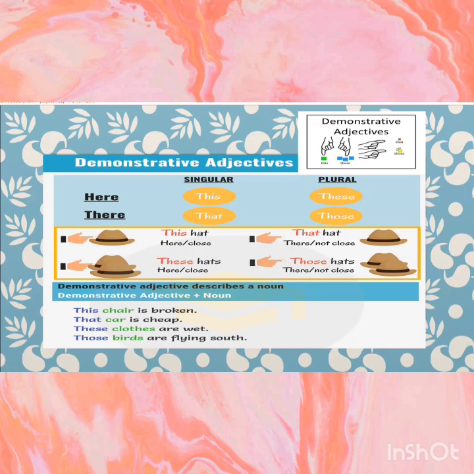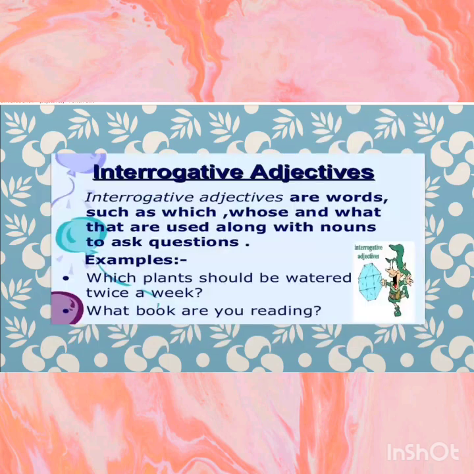So we can have some more examples here. This chair is broken. That car is cheap. These clothes are wet. Those birds are flying south. So you can clearly make the difference. Chair is a singular noun, so we have this. Car is a singular noun, so we have that. Clothes is a plural noun, so we have these. And birds is also a plural noun, so we have those.